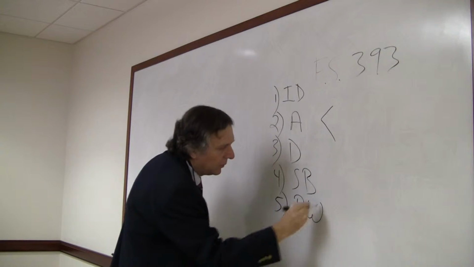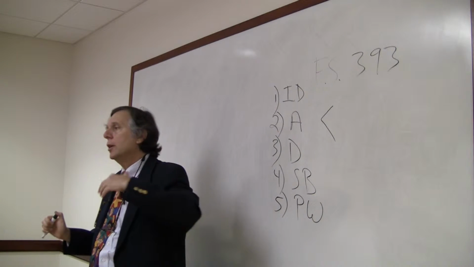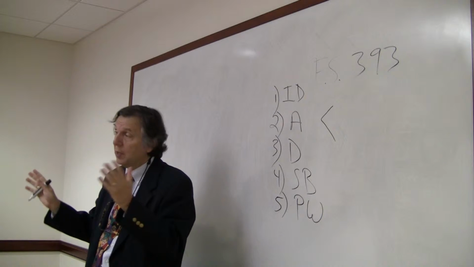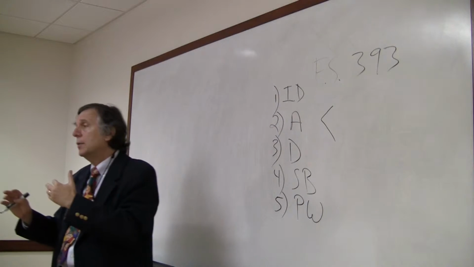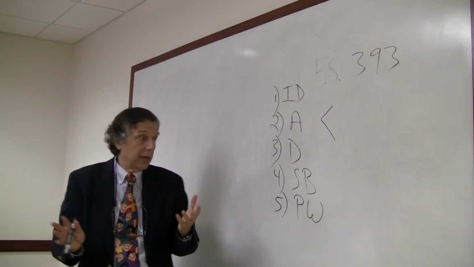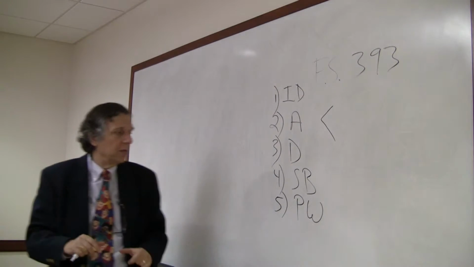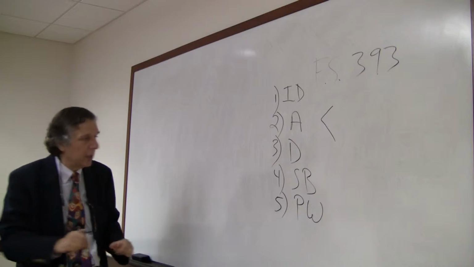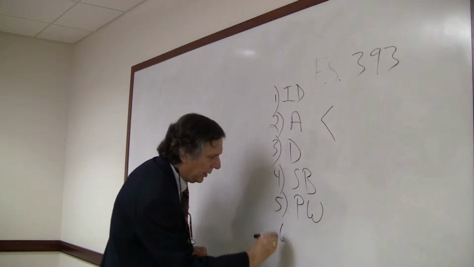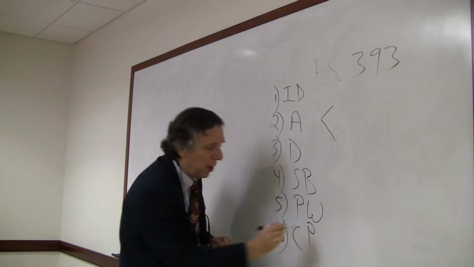Fifth is Prader-Willi. Again, Prader-Willi is a genetic disorder where the child has a variety of symptoms, one being that they constantly eat and become so obese they can die. So Prader-Willi, a variety of symptoms there, genetic disorder. And the last one is cerebral palsy.